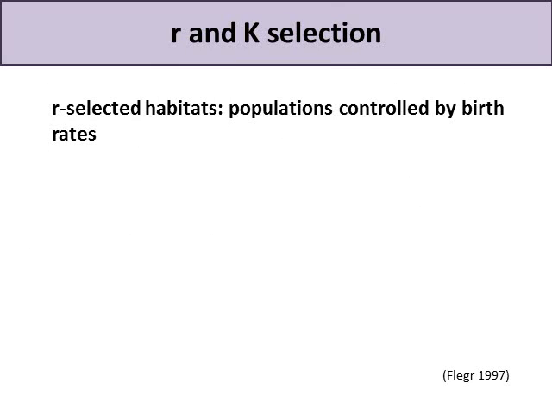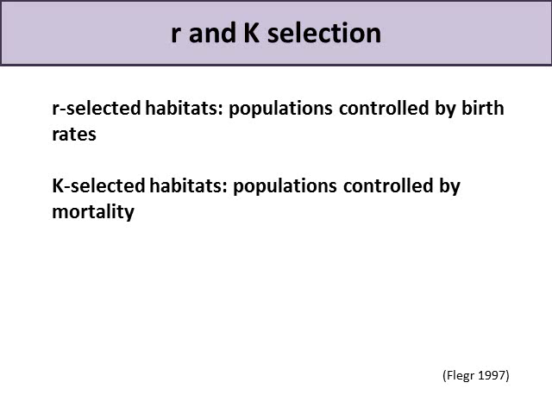So r and K selection. In general, in r-selected habitats, the populations are controlled by birth rates. And in K-selected habitats, populations are controlled by mortality because of the intense competition.